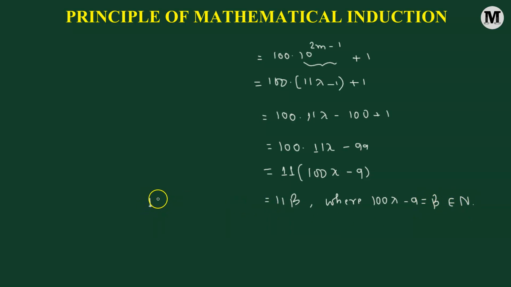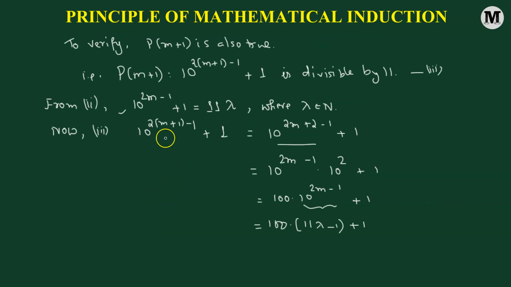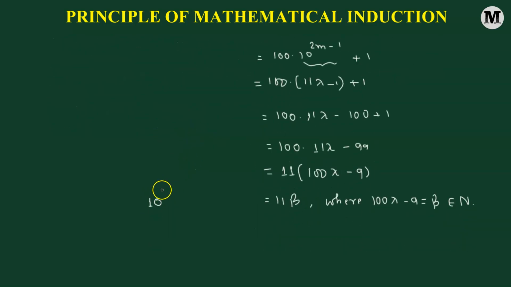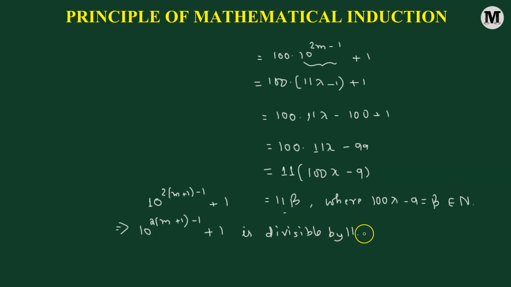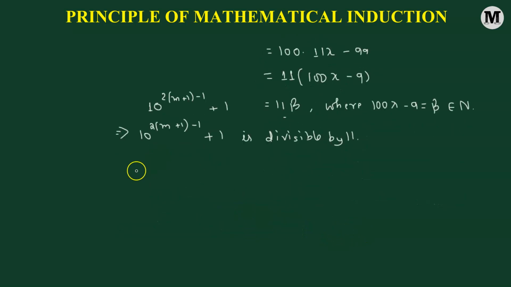So we considered 10 raised to the power of 2 multiplied to m plus 1 minus 1 added to 1, and we showed that this is equals to 11 times beta. That means this simply tells us that 10 raised to the power of 2 times m plus 1 minus 1 added to 1, so this expression is divisible by 11. Now that we have shown that it's divisible by 11, that automatically tells us that the statement that we consider, p of m plus 1, so this is a true statement.